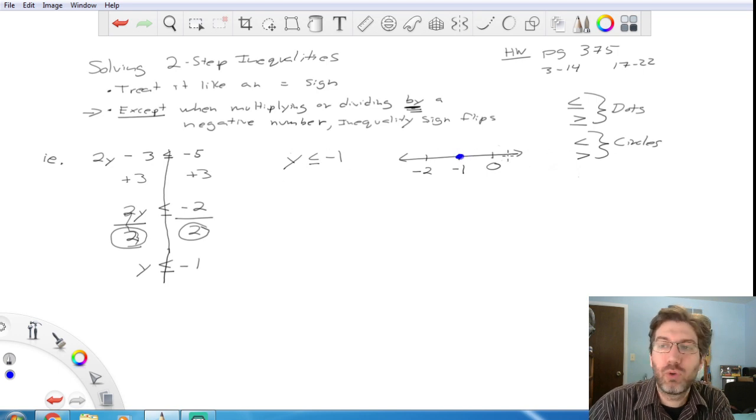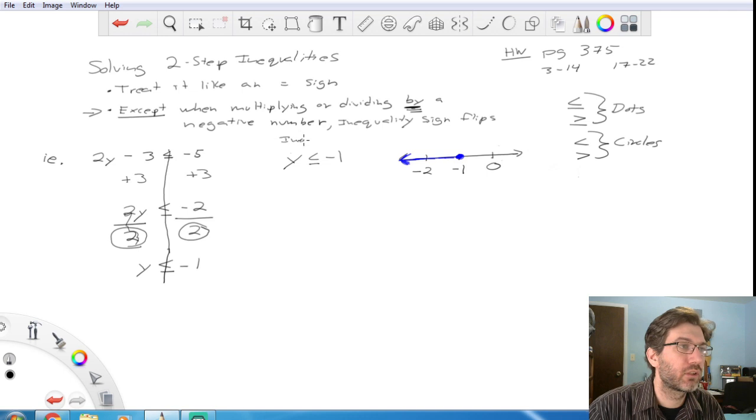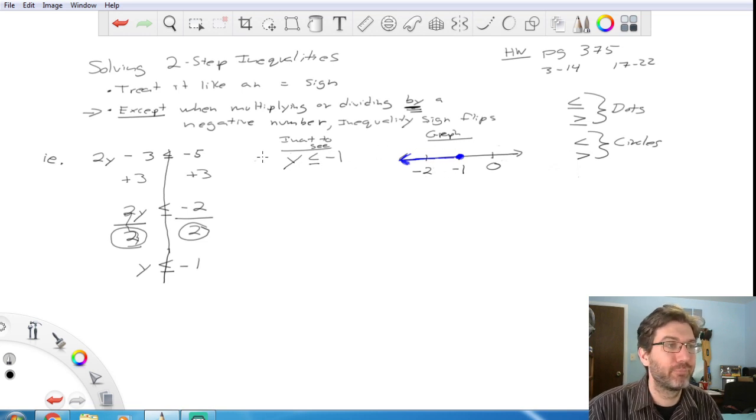And which direction do I want to shade? Well, does 0 work or does negative 2 work? When you plug it in here, is 0 less than or equal to negative 1, or is negative 2 less than or equal to negative 1? Negative 2 is, so I shade it this way. And that's how you graph them. This is what I want to see. Right, this here is graphing, which I'm going to take your word that you're going to do. But they are the same answer. This is just a visual saying that, hey, it includes negative 1 plus everything to this side of the number line.